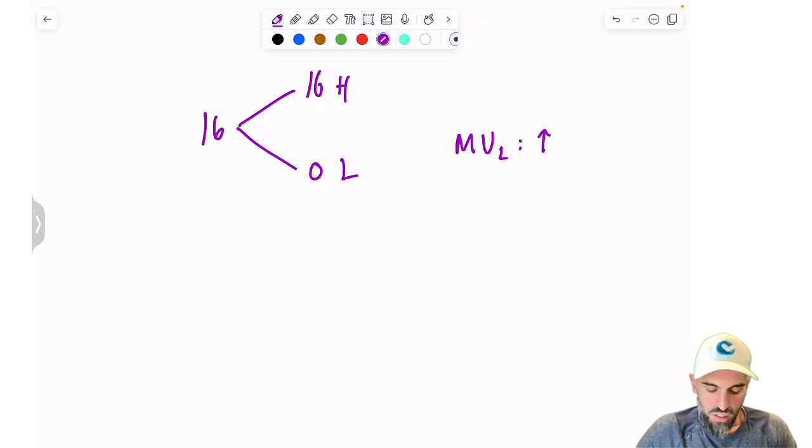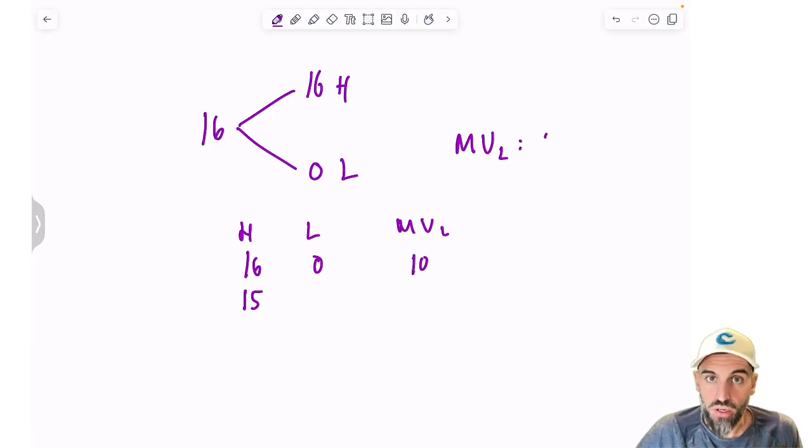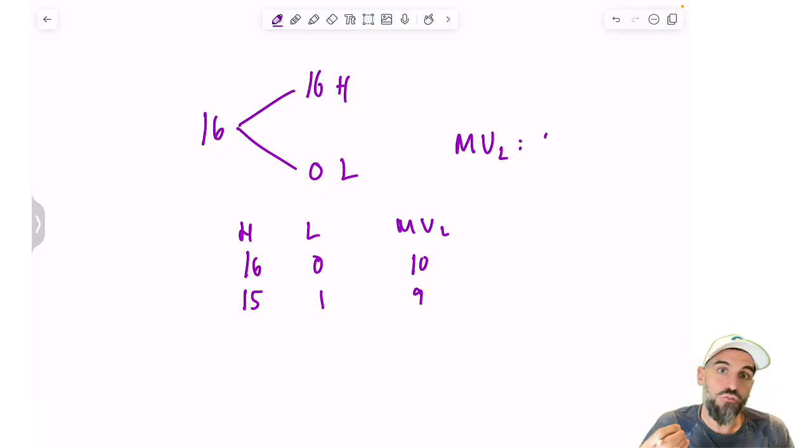Now, the more leisure you have, the less value that you place on it. Let's give it a number. Let's say that when you have 16 hours of work and 0 hours of leisure, your marginal utility of leisure is 10, whatever. Now, if you had 15 hours of work and 1 hour of leisure, and I said, hey, what about another one? Okay, sure. You would value it, but not as much. It wouldn't feel as good as that first hour of free time.